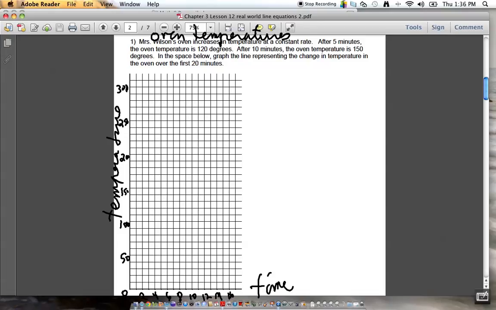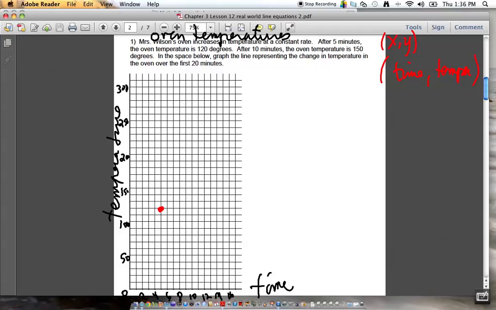Okay, so anyway, after 5 minutes, the temperature is 120 degrees. Now, one of the key understandings that we tried to get across to you guys yesterday is that normally, any point is x comma y. But in this problem, there are no x's and there are no y's. So instead of a point being x comma y, what will any point be? Time and temperature. Okay? So it says after 5 minutes, the oven temperature is 120 degrees. So I'm gonna go to 5, I'm gonna go to 120. There it is. 5, 120.